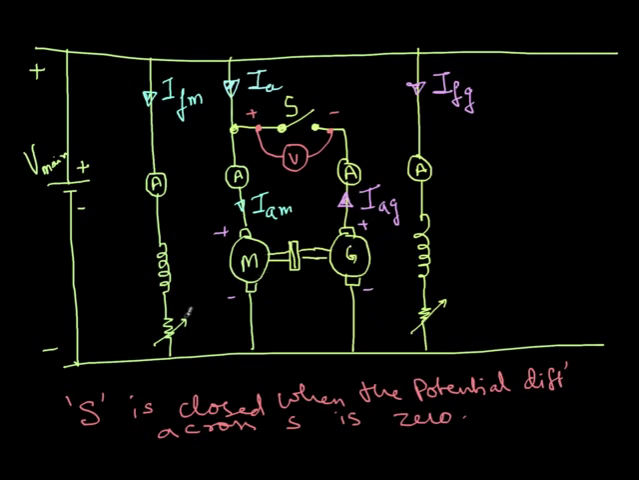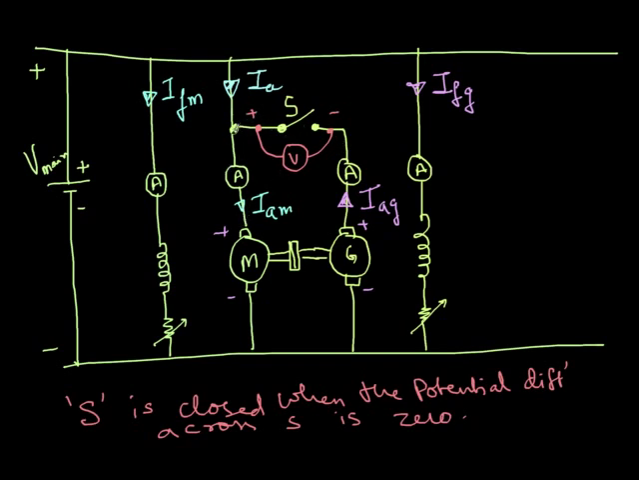For example, let's say I weaken the field winding here. I increase this resistance and reduce the field current IFM. That will give a higher speed for the motor. Therefore, more EMF is generated. Now the EMF is more, so current starts flowing from IAG. That current which is additionally flowing will add to IAM.